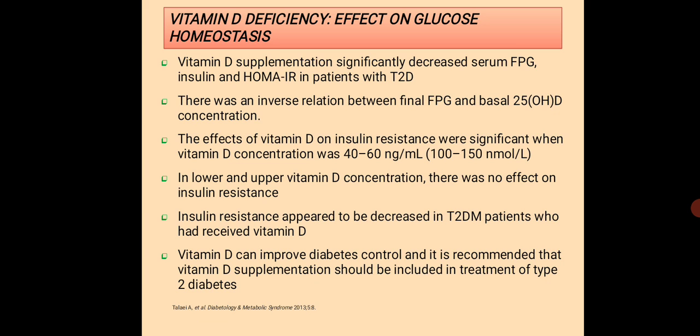The effects of vitamin D on insulin resistance were significant when vitamin D concentration was 40 to 60 nanogram per ml. You can see it in 100 to 150 nanomole per liter. In lower and upper vitamin D concentration, there was no effect on insulin resistance. Insulin resistance appeared to be decreased in type 2 diabetes patients who had received vitamin D. This is an important result. Vitamin D can improve diabetes control, and it is recommended that vitamin D supplementation should be included in the treatment of type 2 diabetes.